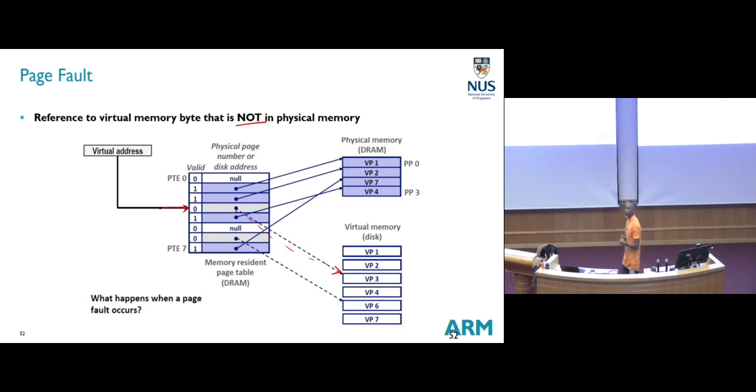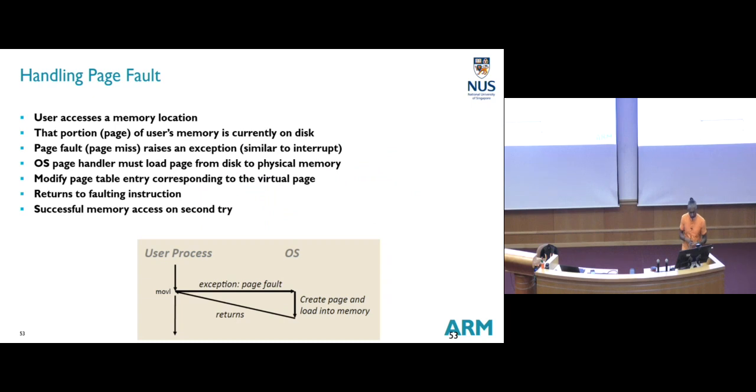Okay, so what do I need to do? This will trigger what we call a page fault. When it triggers a page fault, I need to handle it. A page fault exception is similar to an interrupt. That means I need to do something at the back end processing. And what does it do? It basically needs to do a few things. First, load the page from disk to physical memory. That means I need to copy the page that I want from the hard disk to my DRAM.